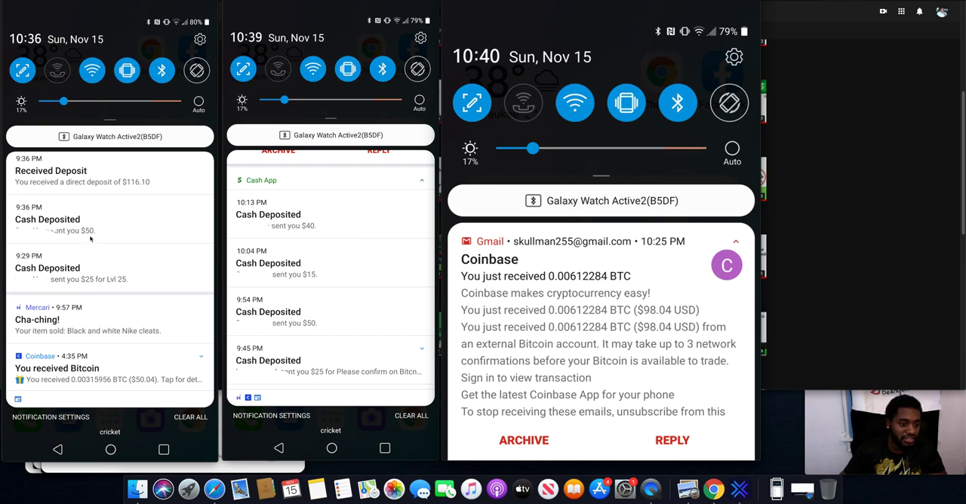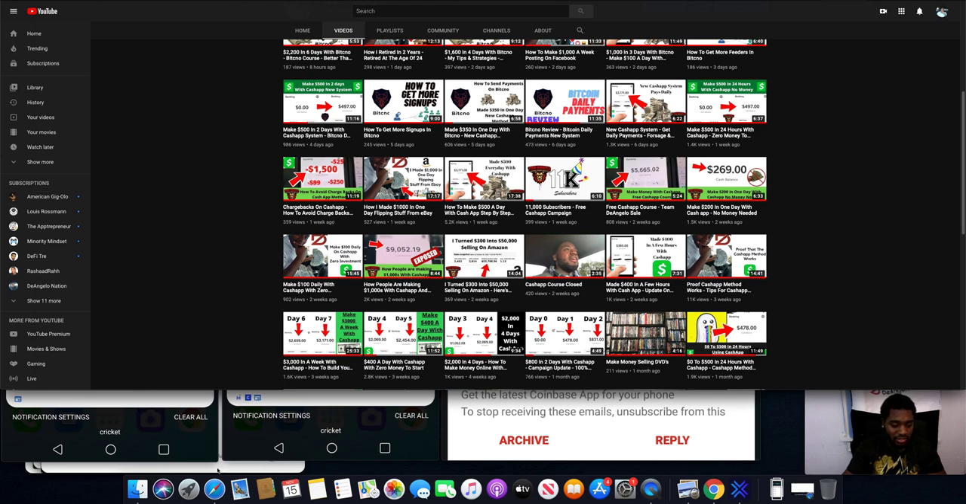So 25 bucks, 50. Then if you want to include the recent deposit that happened to just come in as soon as I got paid, that was pretty cool. If you include that, it's over 450 or something like that. But then we got another $25 payment, $50 payment, then a $15 payment, and a $40 payment. So not bad at all. And then of course, we got 98 bucks over here in Bitcoin. So over $300 literally in 1 hour. Not bad at all.